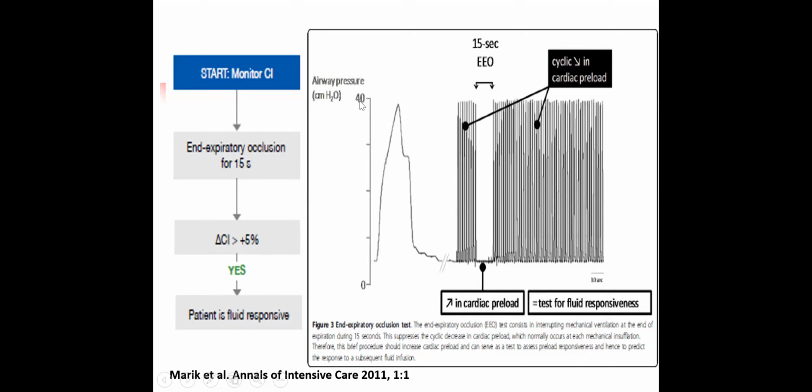This is the airway pressure plotted, and here you see the arterial pressure tracings. And here you have employed a 15-second end expiratory occlusion test. And after that, because of the venous return, the preload continues to increase. And when you release that, you get an increase in cardiac output, and that becomes the test for fluid responsiveness if it is more than 5%.